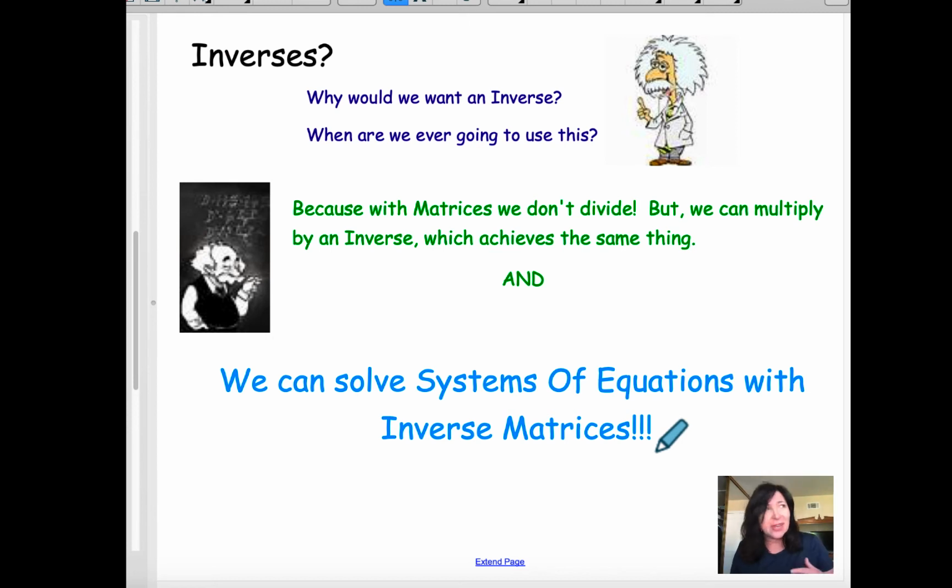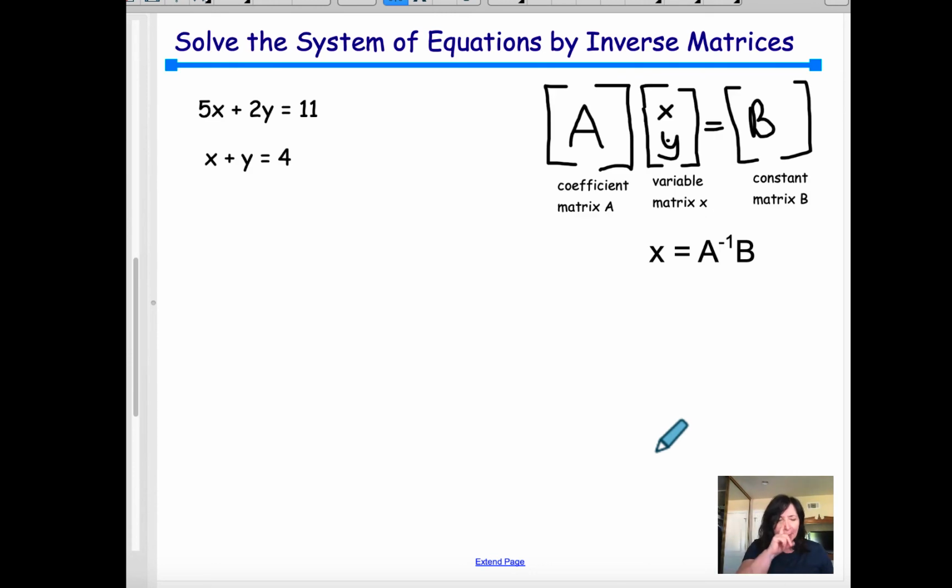Why would we use inverses? Like, what do they have to do with anything? Basically, because we don't divide with matrices, we can multiply by an inverse, so that does achieve the same thing. But one of the main reasons why you want to use an inverse matrix is to solve a system of equations. So let's do that, and let's try this one problem first.